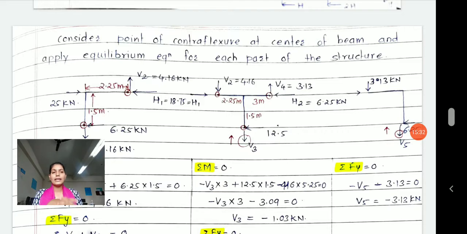How have I taken those sections from my original frame? I have considered the point of inflection, and I have taken the cut or section at that point, and I have taken the single sections from the whole frame. You can say I have simplified my frame. Now I can apply the equilibrium equations on it.